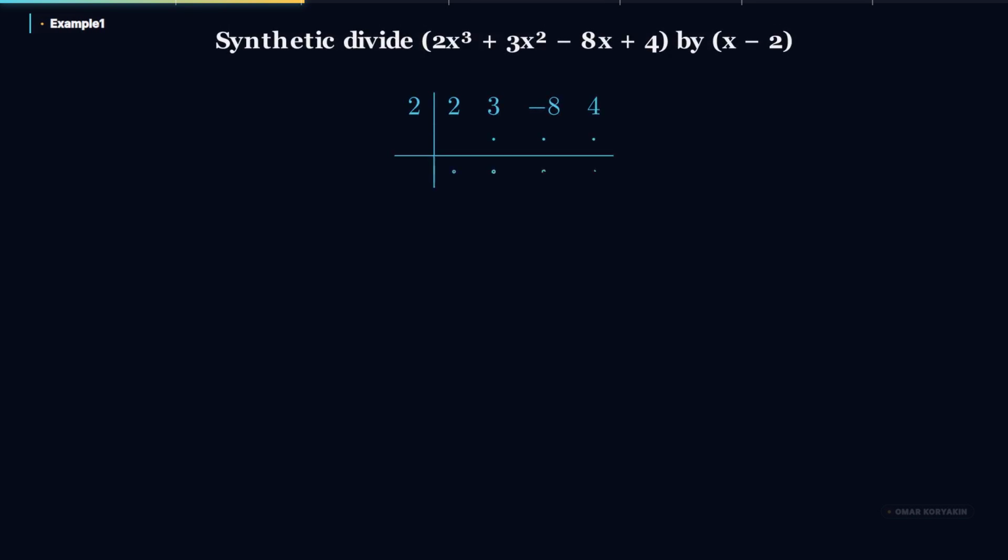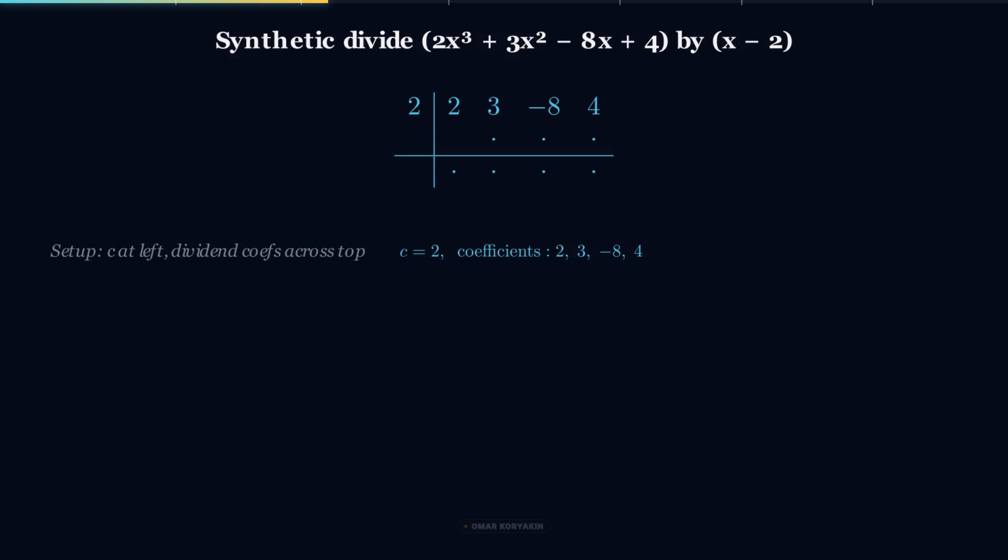Here is the first worked example. Divide the polynomial 2x cubed plus 3x squared minus 8x plus 4 by x minus 2 using synthetic division. This is the same dividend and divisor as the long division example from the previous lesson, so we can compare the results directly. Step 1. Set up the tableau. The divisor is x minus 2, so c equals 2.